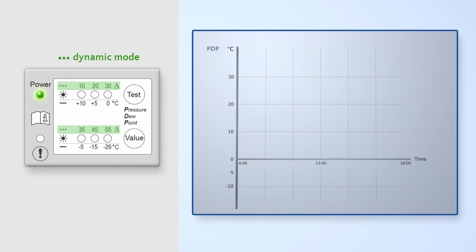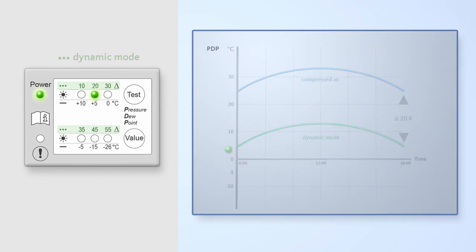In dynamic mode, the green power LED flashes. In this mode, the pressure dew point maintains a constant difference to the compressed air temperature. In the example, a difference of 20 degrees Celsius has been set. The pressure dew point will then constantly remain 20 degrees Celsius lower than the current compressed air temperature.